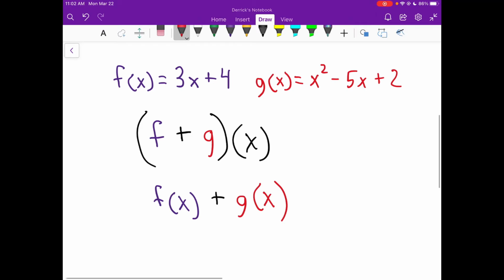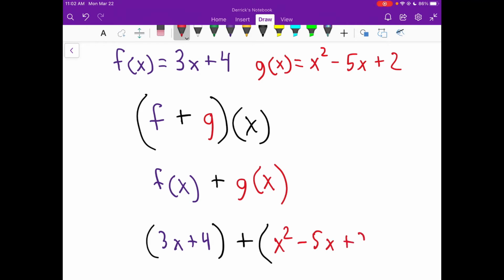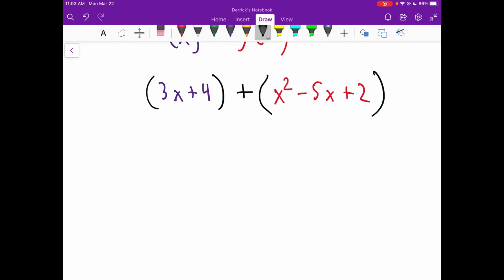So whichever way you look at this, if we are taking f of x plus g of x, that means I would have the quantity of 3x plus 4, meaning the f of x function, and I'm supposed to be adding that to the quantity of x squared minus 5x plus 2, my g of x function. Well, since it's addition, there's really no need for those parentheses, right? Addition, we don't have anything to distribute. I mean, you could distribute this as a positive 1, I guess, if you wanted to, but the reality is we don't need those parentheses.